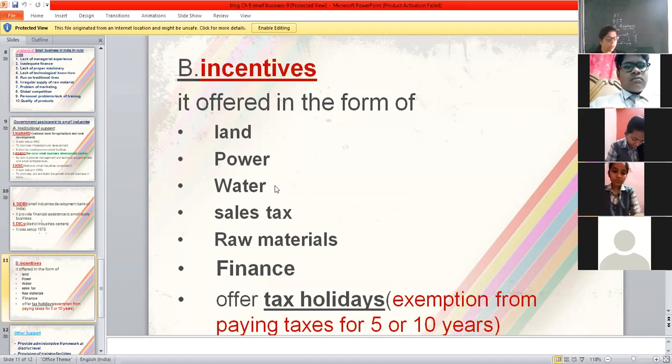Tax holidays. Exemption from paying tax for 5 to 10 years. See, my dear students, in India, the government established EPZ and SEZ.